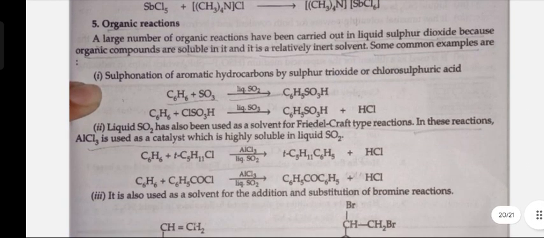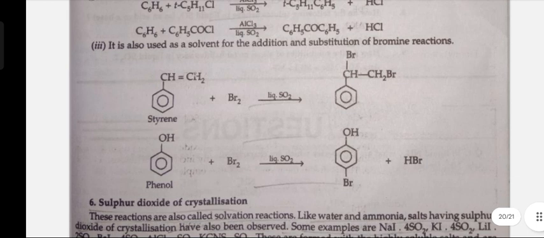The fifth type of reactions carried out in liquid sulfur dioxide are organic reactions, because organic compounds are soluble in it and it is a relatively inert solvent. Some common examples are sulfonation of aromatic hydrocarbons by sulfur trioxide and chlorosulfuric acid. Liquid sulfur dioxide has also been used as a solvent for Friedel-Crafts type reactions. In these reactions, AlCl3 is used as a catalyst, which is highly soluble in liquid sulfur dioxide.